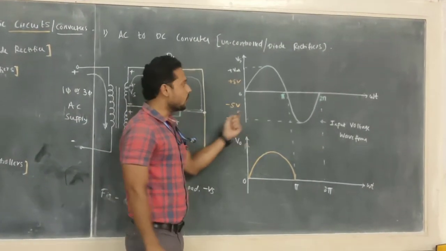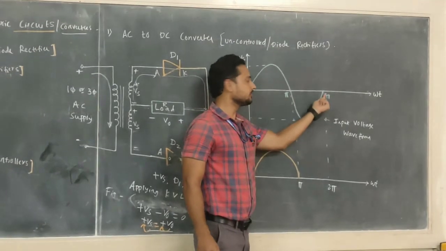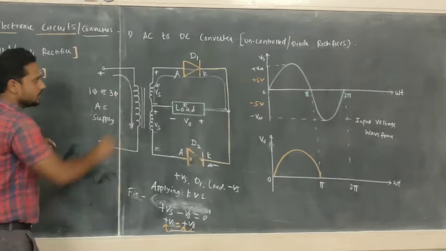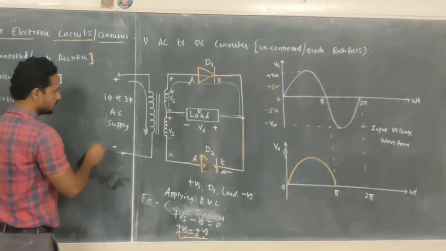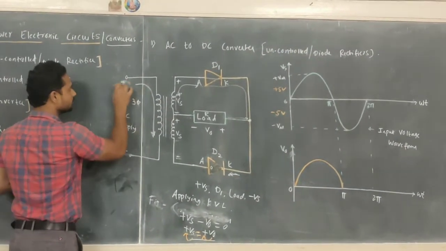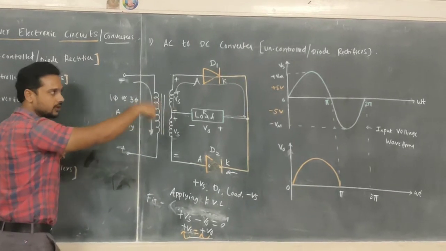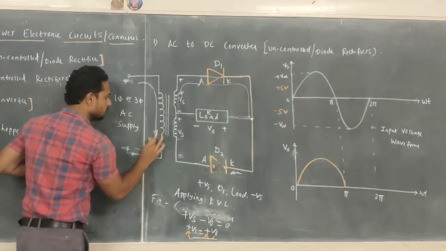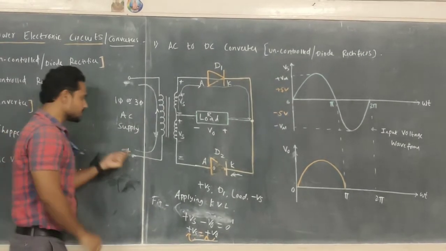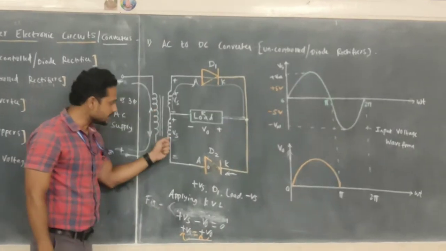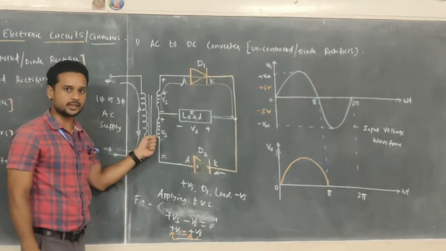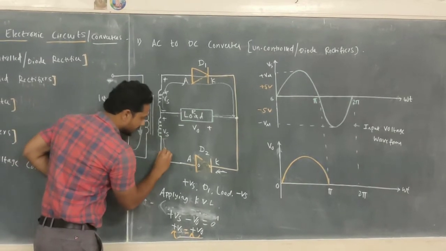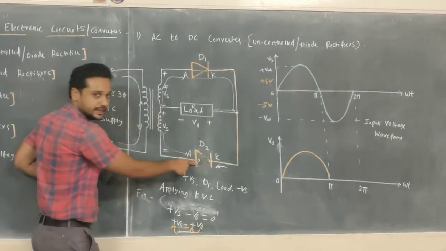Now let us see what happens during negative half cycle of input voltage from pi to 2 pi. During that negative half cycle, this polarity will be reversed. Now your negative half cycle value of input voltage will be negative. Current flows in the opposite direction. Now it will flow in this direction. So when current flows in this direction, then this lower portion of secondary winding gets energized, whereas this one will be de-energized. So in that case, now the current will flow through this diode D2.